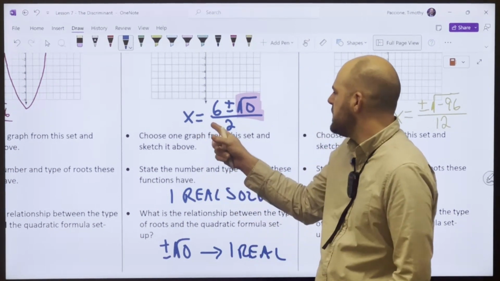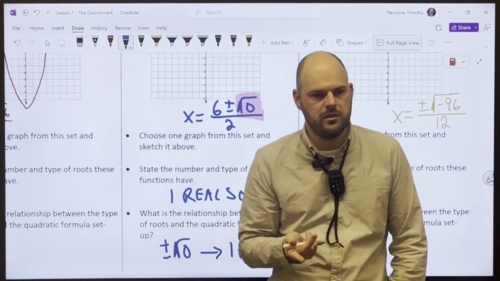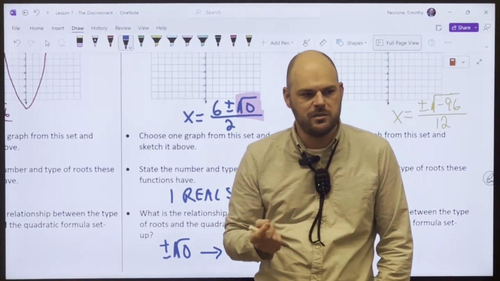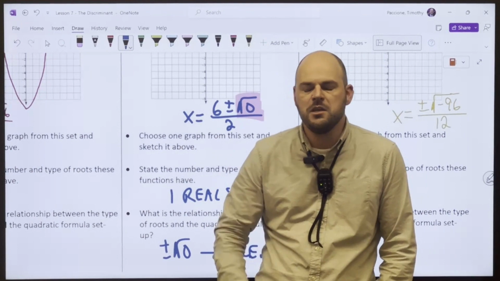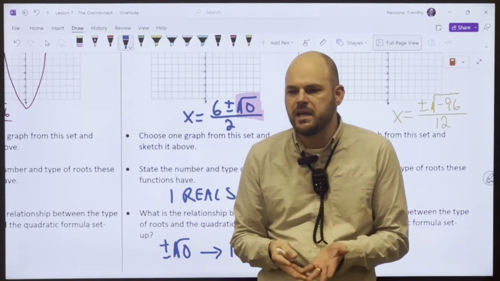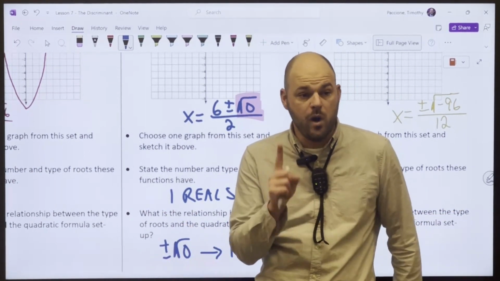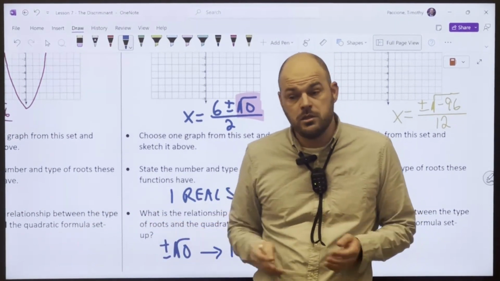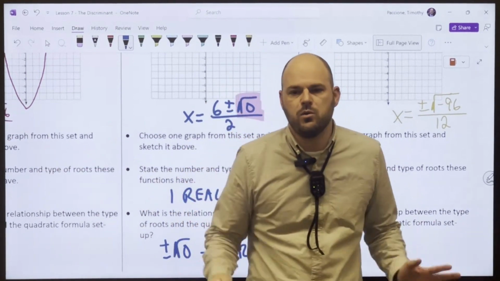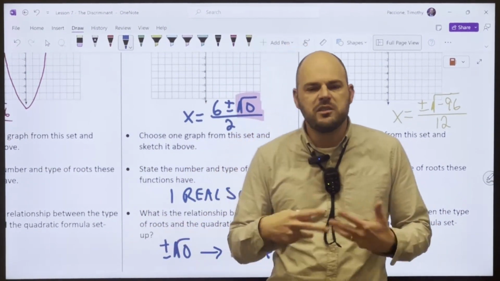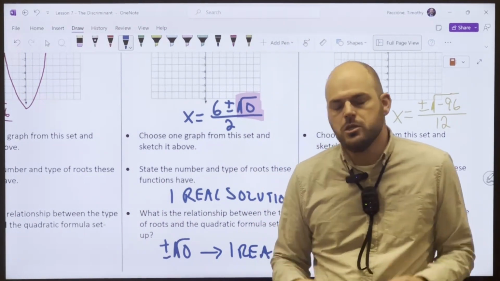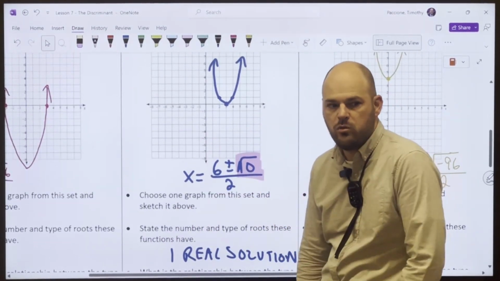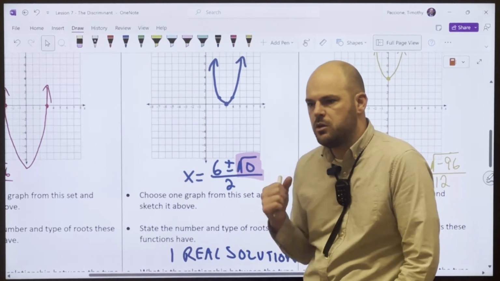No. So it's 6 plus 0 divided by 2. That's 6 divided by 2. That's 3. 6 minus 0 divided by 2. That's 6 divided by 2. That's 3. It's the same answer twice. So if you're plus or minusing 0, you're not going to change your answer, so you get one answer. In every other situation, you're plus or minusing a number, so you're adding 4 and you're subtracting 4. Those are two different answers, right? If you're plus or minusing 0, you only get one answer. So if you get a square root of 0, you're going to have one solution, one x-intercept, one real solution, right?